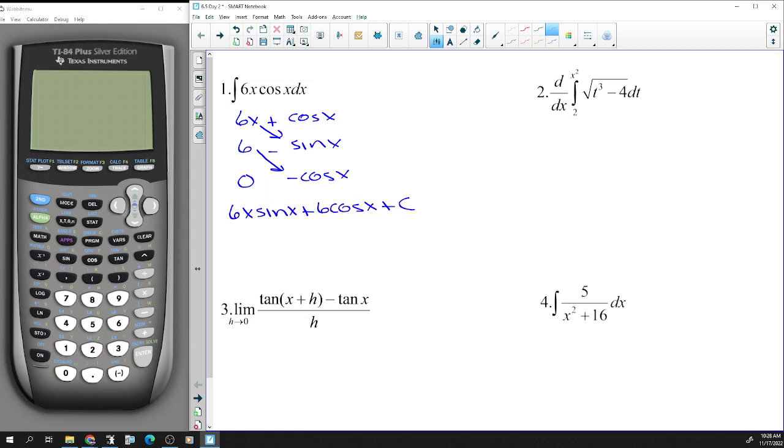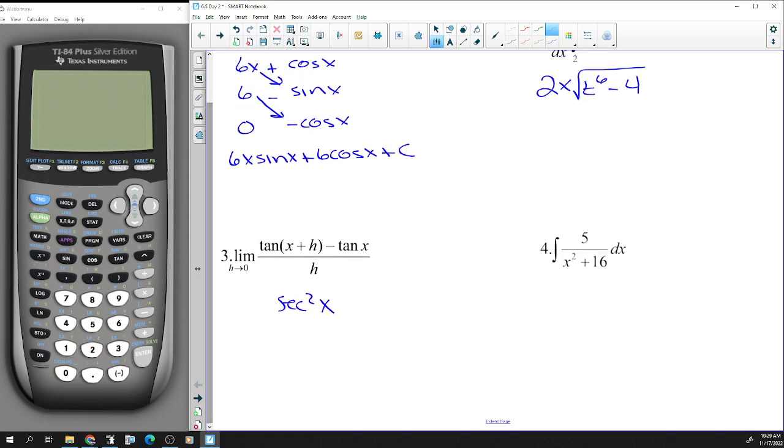Here we have the derivative of the integral. So that's t to the 6th square root minus 4, but then times the derivative of that right there. This is the formal definition of derivative. So this is secant squared of x.